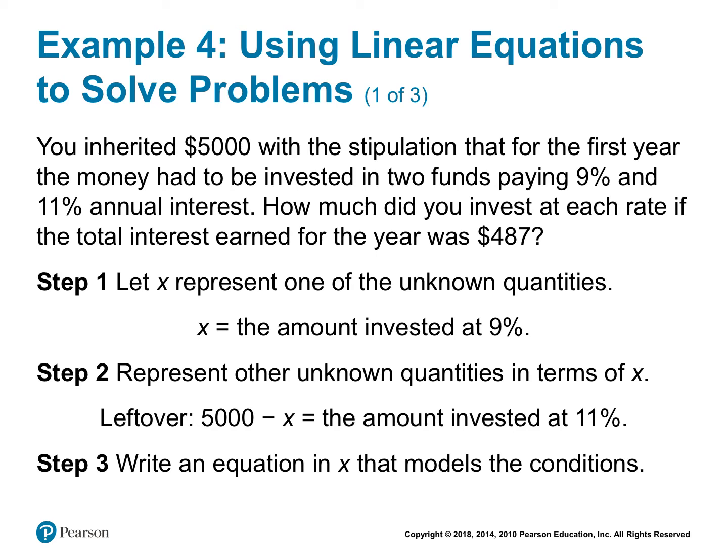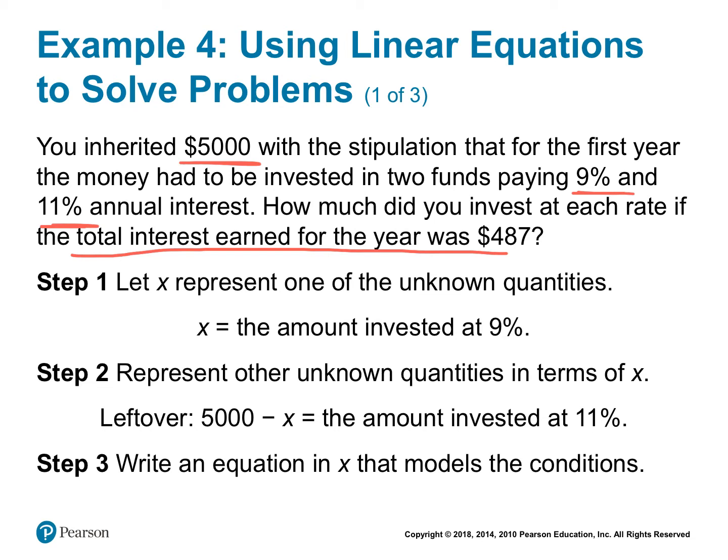Problem 4. You inherited $5,000 with the stipulation that for the first year, the money had to be invested in two different funds, one paying 9% and one pays 11% annual interest. Annual means per year. How much did you invest at each rate if the total interest earned for the year was $487? So underline that part. The 5,000 is important. One's paying 9%, one's paying 11% interest.